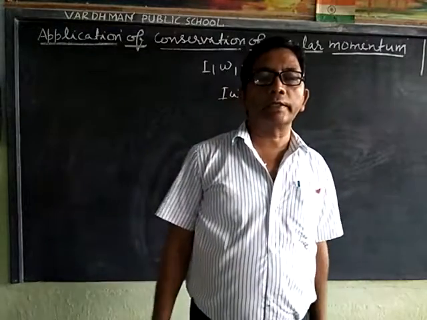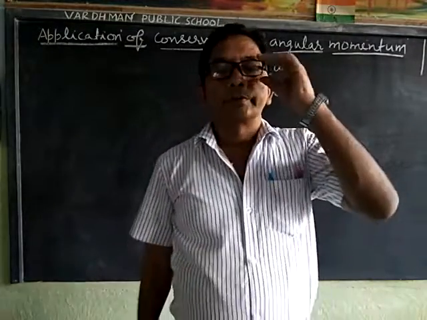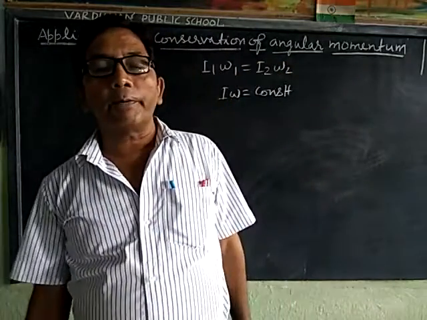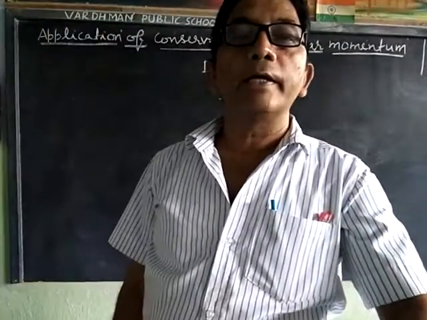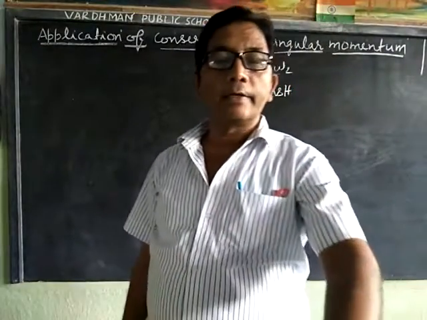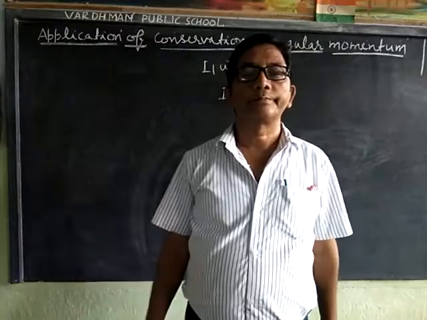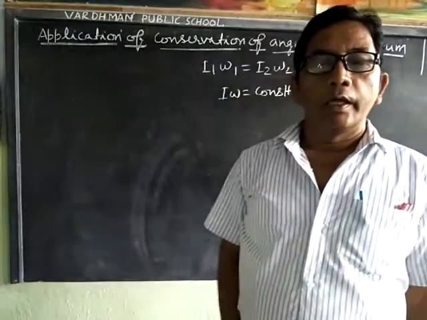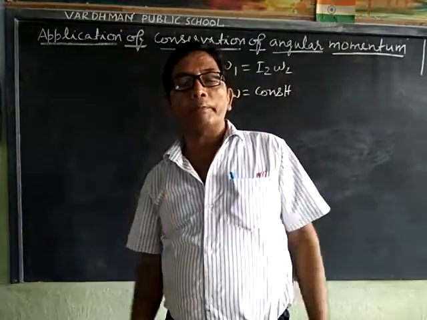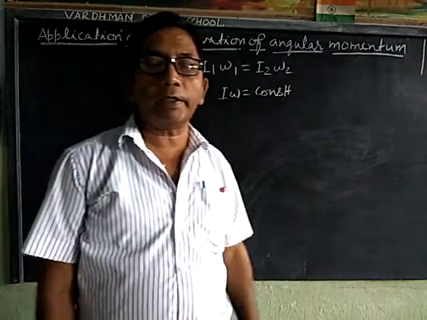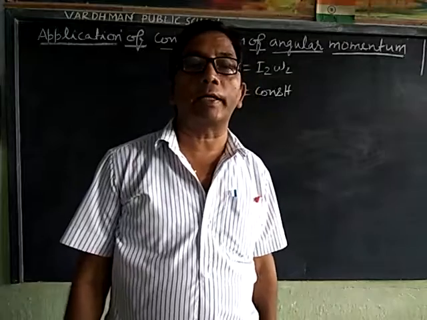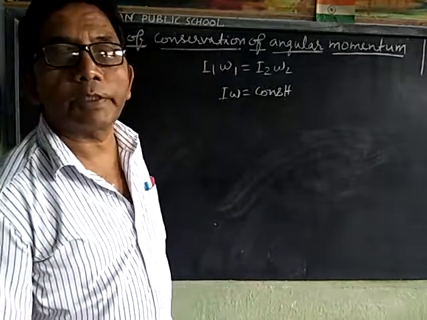Now we will discuss the next question. The angular speed of a planet increases when its position in the orbit is near to the sun. Explain why.